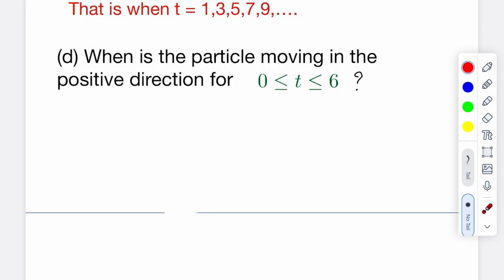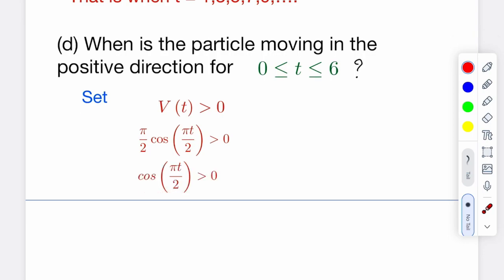Next question. When is the particle moving in the positive direction for t greater than or equal to 0 and less than or equal to 6? The particle is moving in the positive direction when velocity is positive. Therefore, we're going to set the velocity greater than 0. Setting velocity greater than 0, we can divide both sides of this inequality by pi over 2. So cosine of this quantity, pi t over 2, will be greater than 0.